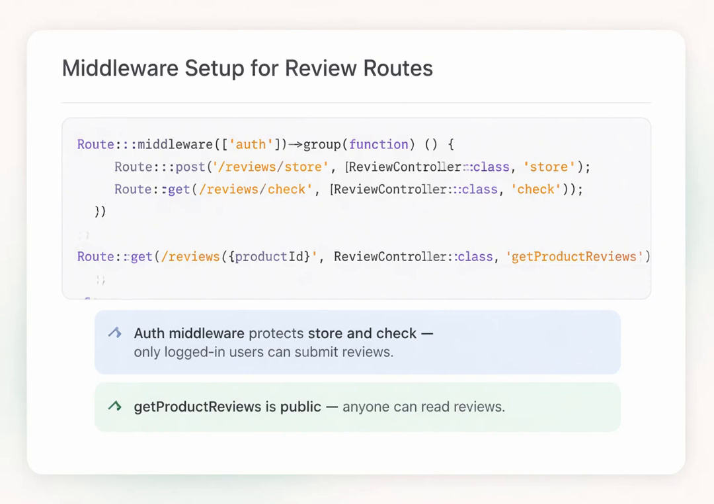The review routes are set up with appropriate middleware. The store and check routes are protected by the auth middleware, meaning only authenticated users can submit or check reviews. The getProductReviews route, however, is public. Anyone visiting a product page can see the reviews without needing to be logged in. This is a standard pattern for review systems. Read is public, write is protected.